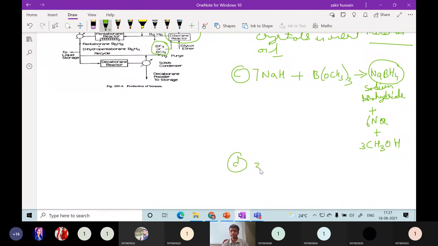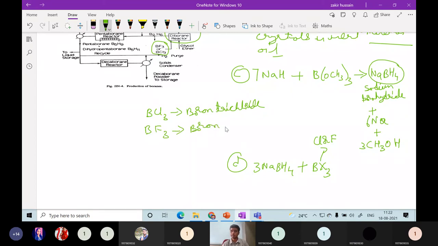In reaction D, 3 molecules of sodium borohydride, NaBH4, will be reacted with BF3 or BCl3. Combined, I can write this as BX3, where X can be Cl or F. When X is Cl, that is BCl3, which is boron trichloride. If X is F, that is BF3, which is called boron trifluoride.